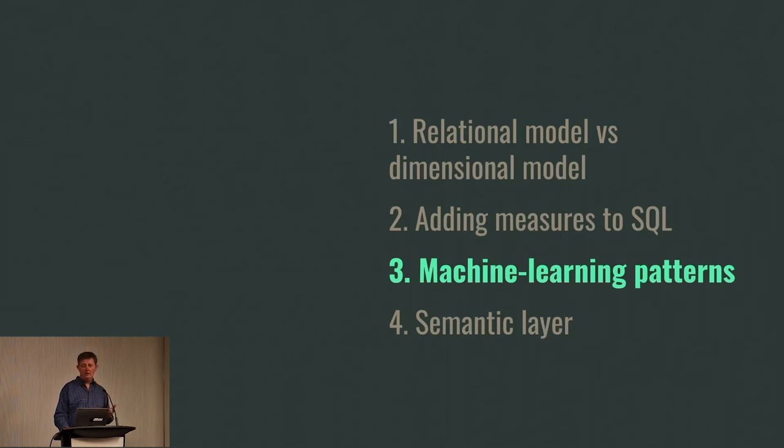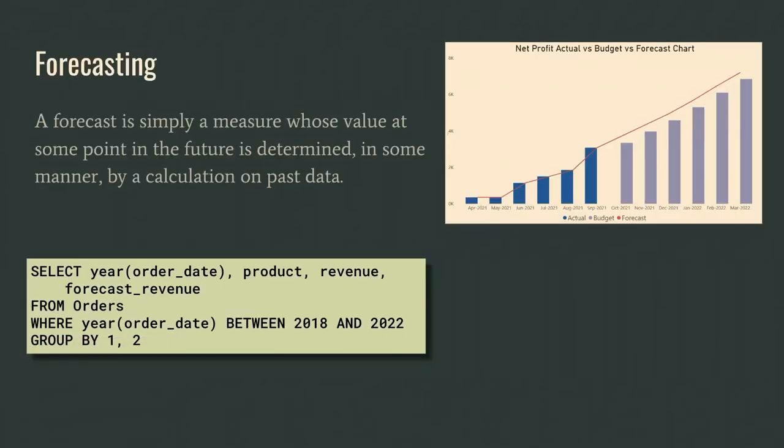But let's see how we can encompass some other kinds of analytics, which is various machine learning patterns. So let's suppose we've got a forecast, right? This chart here is probably a bit too small to see, but the blue lines are the actual revenue, and the purple lines are the budgeted revenue. So the forecast is in the future, but it has the same dimensionality as the actual sales in the past.